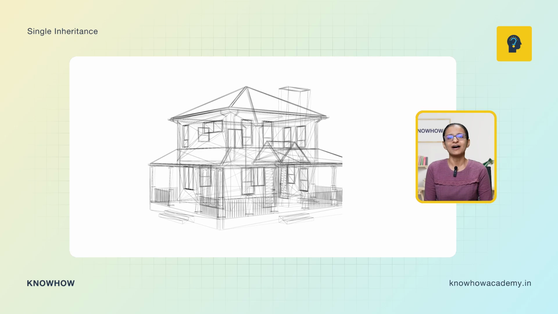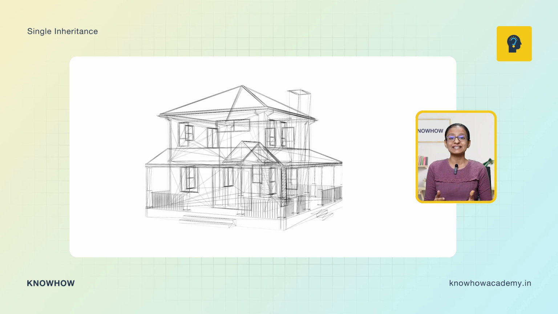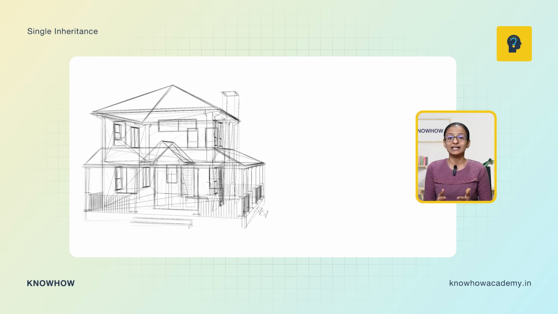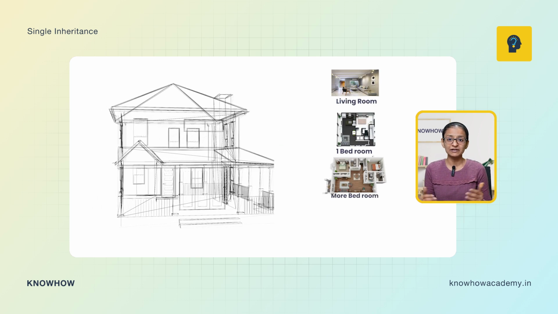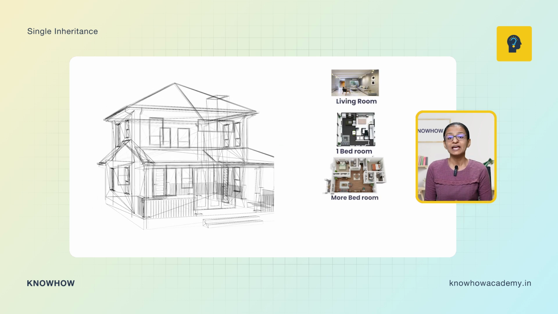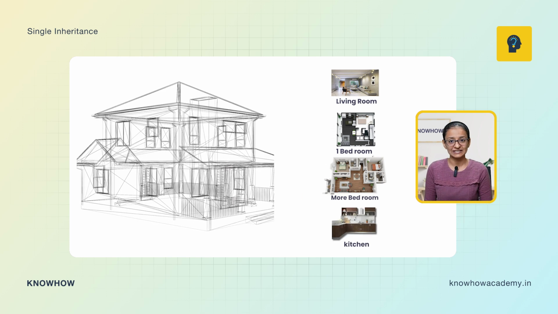So first of all, let me explain what is single inheritance with a real life scenario. Imagine you are building a house. When you are building a house, a blueprint of the house is fixed. That blueprint says that you should include a living room, one or more bedrooms as per your convenience, and you should include a kitchen, wash area, bathroom, and etc.